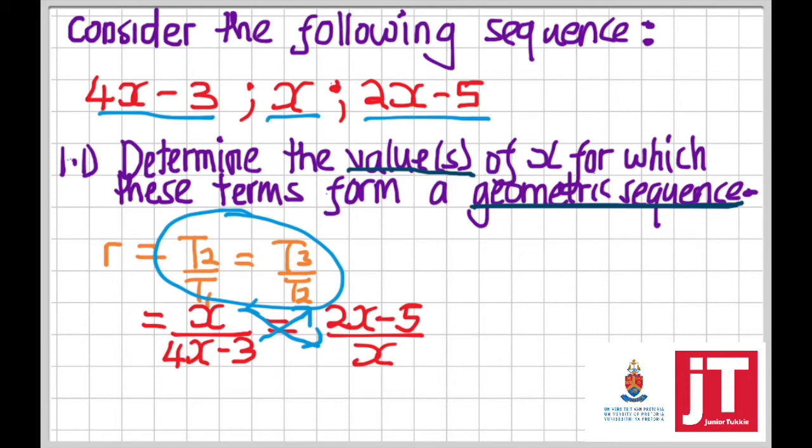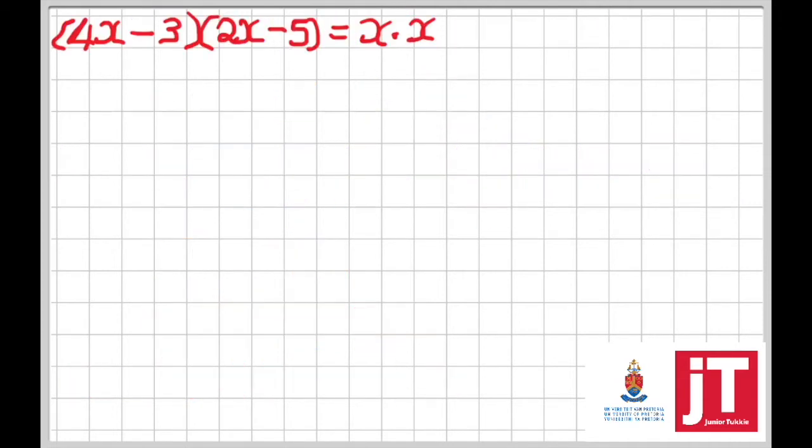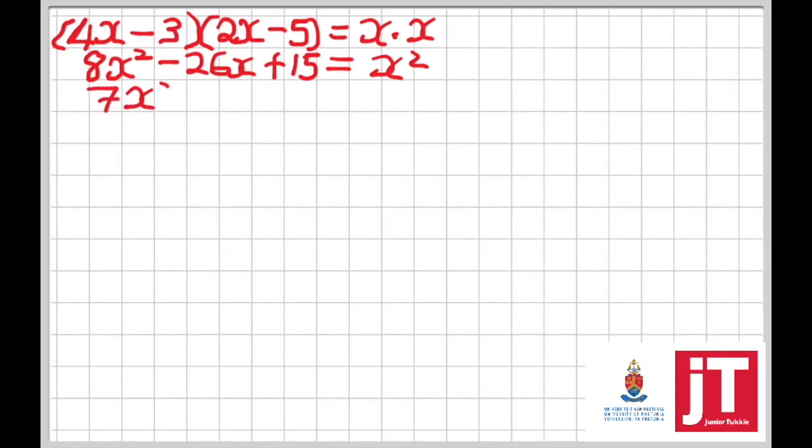Through cross multiplication, you're going to get 4x minus 3 multiplied by 2x minus 5 equal to x times x. I am going to repeat the same expression on the next page. When simplified, that expression will give you 8x squared minus 26x plus 15 is equal to x squared. Then I need to standardize that quadratic equation into 7x squared minus 26x plus 15 equal to 0. Then obviously you now need to factorize that quadratic equation.